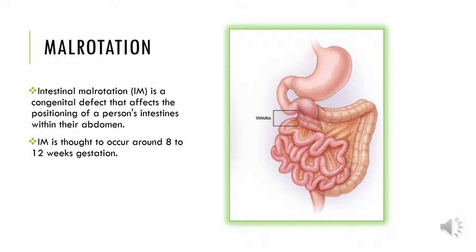Intestinal malrotation typically affects both the small and large intestine. Sometimes only the small intestine or only the large intestine is affected. Most people don't know they have intestinal malrotation until they begin to experience complications.